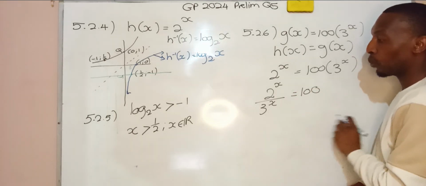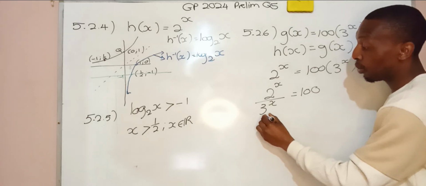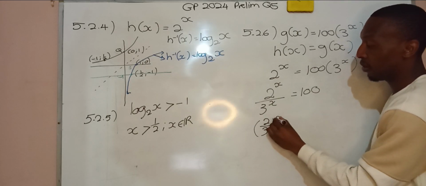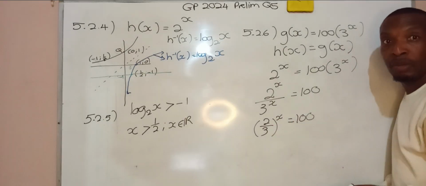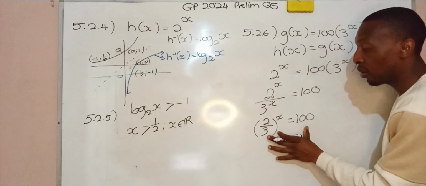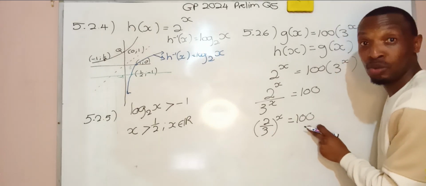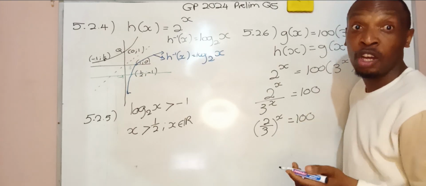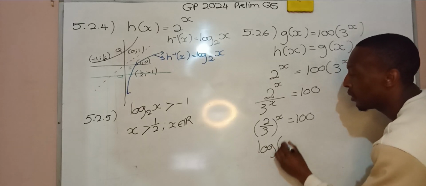According to log number 4 of exponents, this is simply (2/3) to the x equal to 100. Remember, we need to get the bases to be equal, but there's no way that you can write 100 with the base of 2 over 3. So we need to use logs. Let's take the log of both sides.